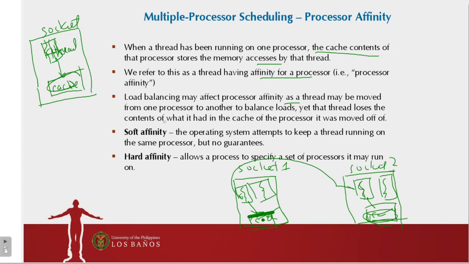So that is called processor affinity. And we have soft affinity, wherein the operating system attempts to keep a thread running on the same processor, but no guarantees. Or it can be a hard affinity, wherein the process is set to run on that particular processor. So let me show you an example.